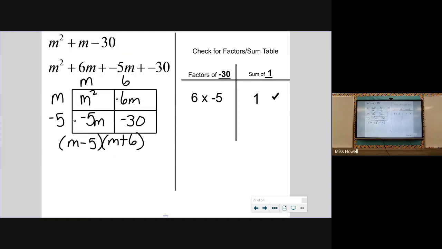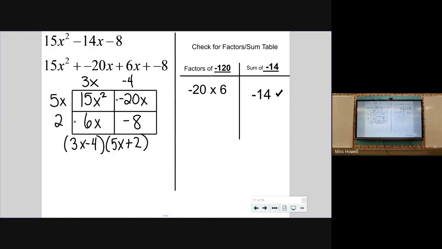All right, m squared plus m minus 30 does not have a greatest common factor, so we can go straight to, we need factors of negative 30 that add up to 1, which would be 6 and negative 5. From there, row by row, column by column, and we end up with m minus 5 times an m plus 6. Again, this might be listed first. This one might be listed second, depending on which order I put these 2 terms in. But as long as I have those 2 binomials, I have factored completely correctly.